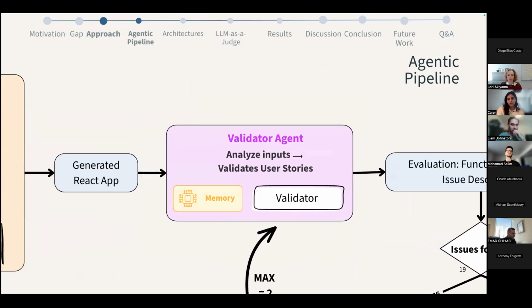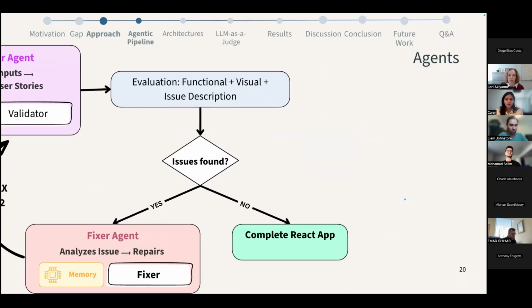Then we will have the validator agent, which will evaluate the generated application. It will measure 2 different dimensions: the functional coverage, which assesses whether user stories are correctly implemented, and visual fidelity, which evaluates whether the interface matches the Figma designs. And then we will have the fixer agents, which will analyze the validator's feedback and apply targeted modifications to the generated code. This repair process will help resolve common issues such as formatting artifacts or missing exports or incorrect behavior.